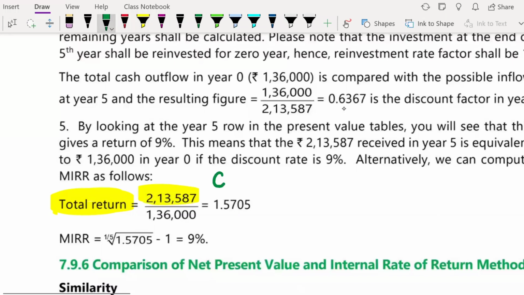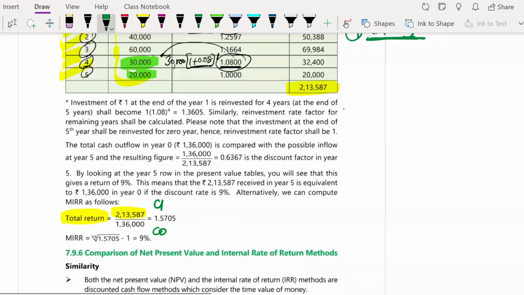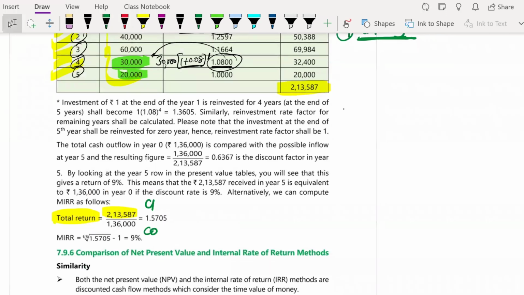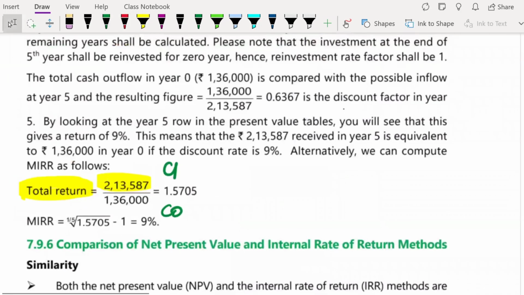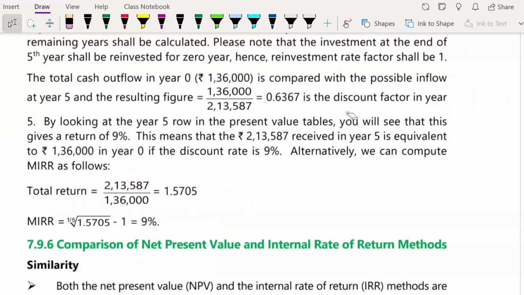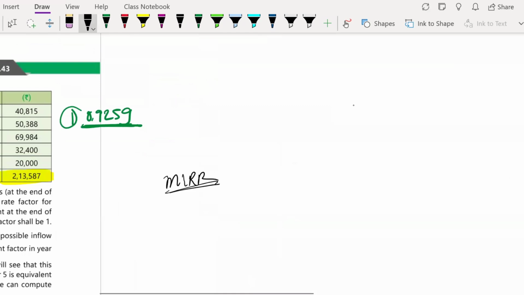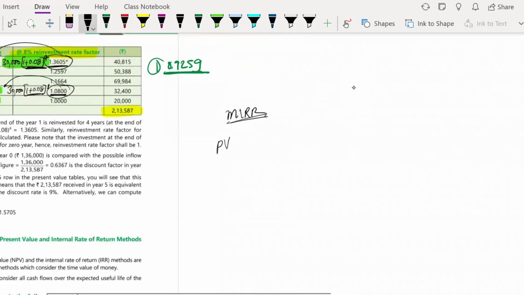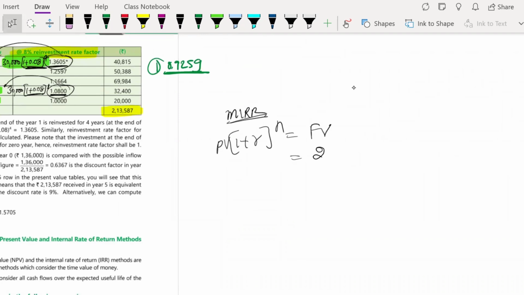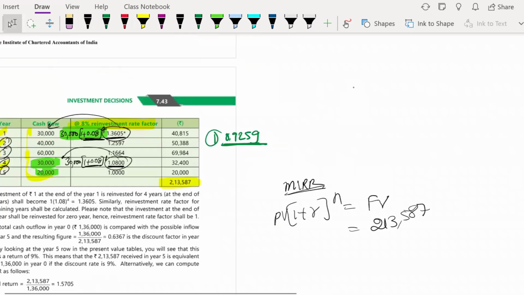So here the total return, how much will it be? 2,13,587 is your cash inflow at the end of the 5th year. Your cash outflow, I think we'll do by our method. Our method for MIRR, how do we find it out? We do PV into (1 plus R) to the power N equals future value. Future value is 2,13,587. Present value was how much? 1,36,000.